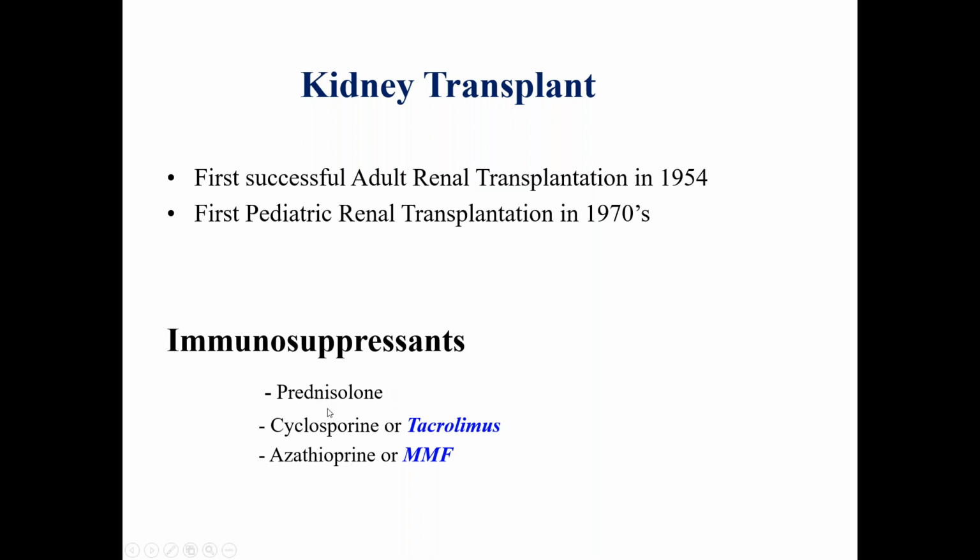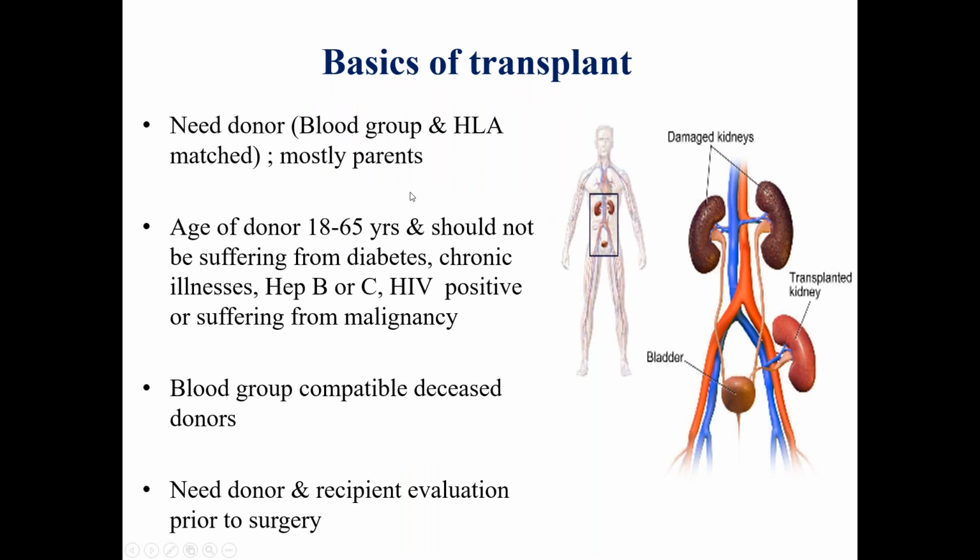And over the last decade, there has been a change in immunosuppressant use. So we use prednisolone, tacrolimus, or cyclosporin, which are our calcineurin inhibitors, and we use mycophenolate mofetil for preventing any acute or chronic rejection in these patients. So, a word about the basics of transplant. In most patients, you need a donor who is blood group and HLA matched.